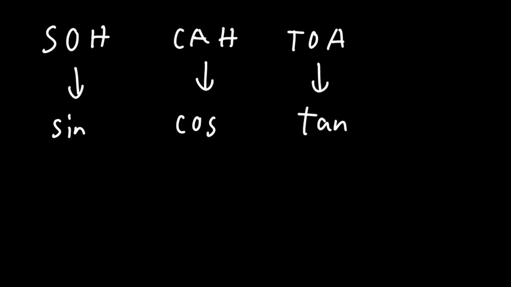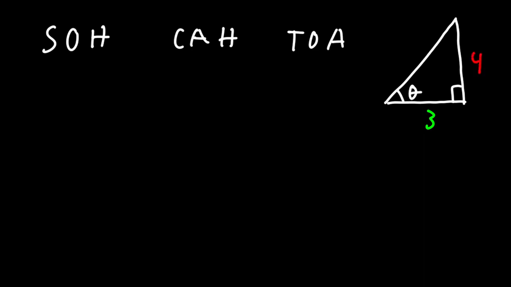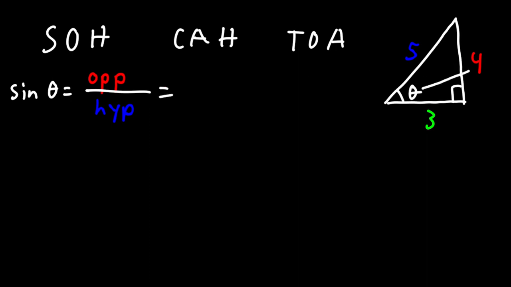Now let's do an example problem. This is a 3, 4, 5 right triangle. Let's solve for sine of theta. What exactly is sine? Sine is just opposite over hypotenuse, or opposite divided by hypotenuse. Let's look at the right triangle. Opposite of theta, the side opposite of theta, is 4. The hypotenuse of the triangle is 5. So sine of theta is 4 over 5.